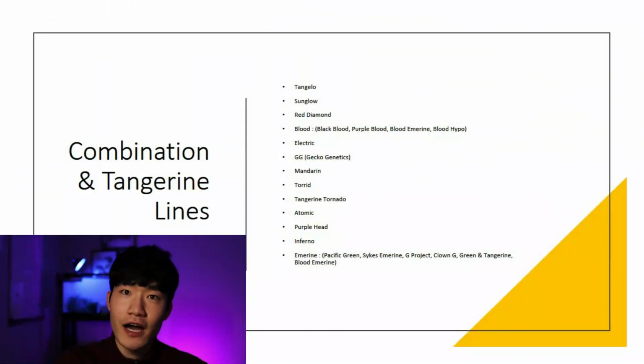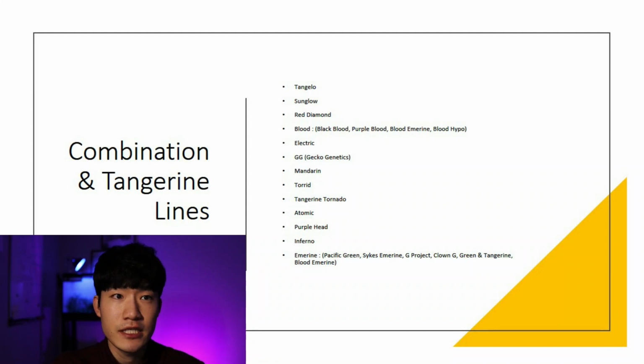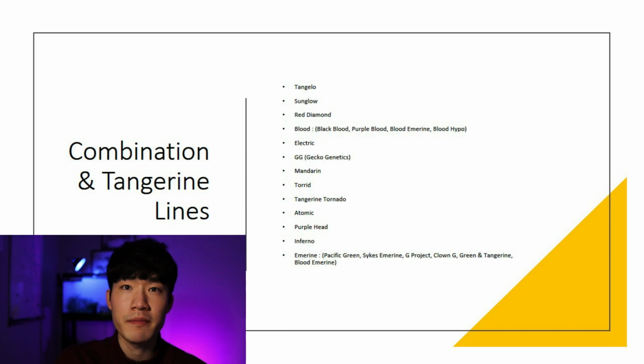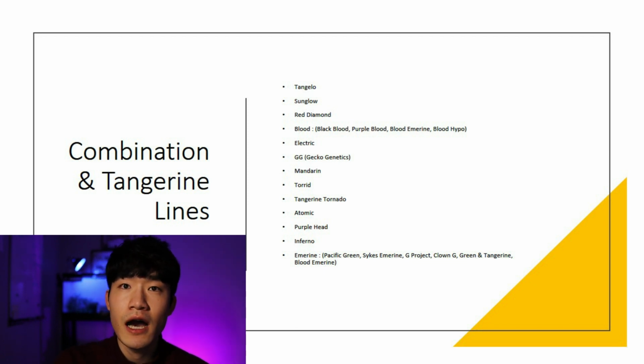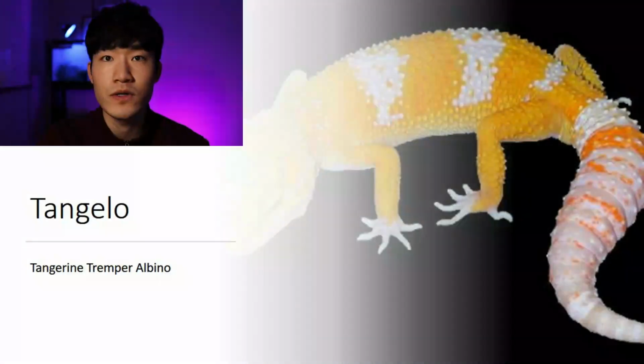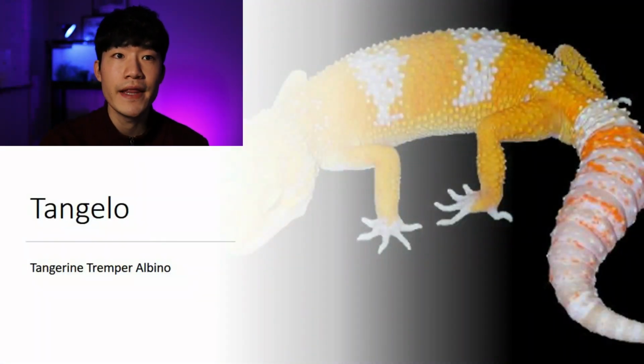So I have a lot of lists for the combinations and tangerine lines. I don't think I'll be able to cover all the tangerine lines in this video because it's way too many to cover and it will make my video so long. So I'm going to point out a couple of tangerines that have really good characteristics, and I'll give you some photos of those. Starting with the combinations, I have a Tangelo here, which is a morph that has a Tremper albino and tangerine together.